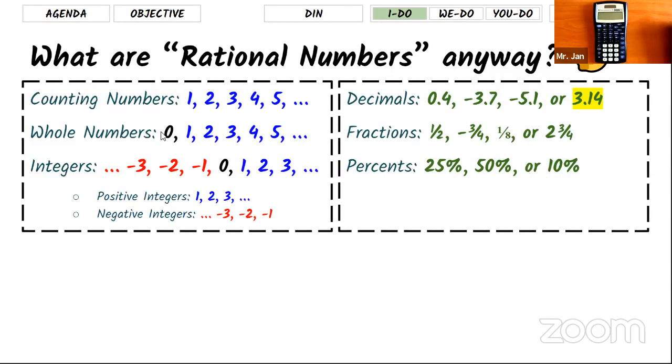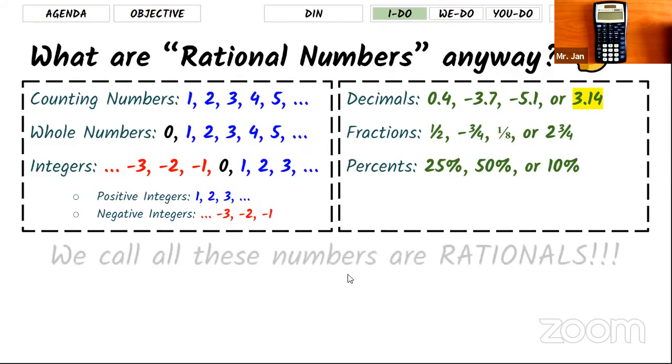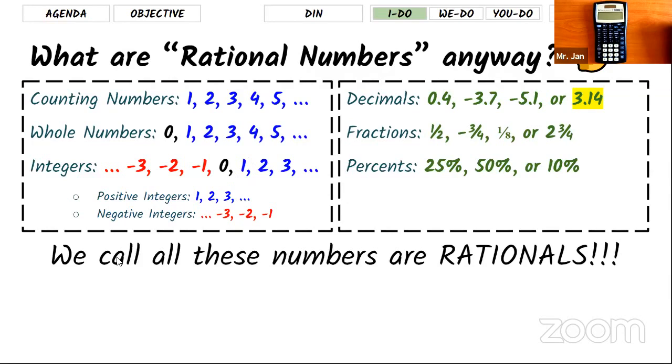Okay, so all these numbers that we know, we gave them a general name. We call them rationals. So you can remember that the types of numbers I know until today, we call them rationals. Which means we learn the rules and we will apply those rules not only for integers, but for all of these types of numbers.